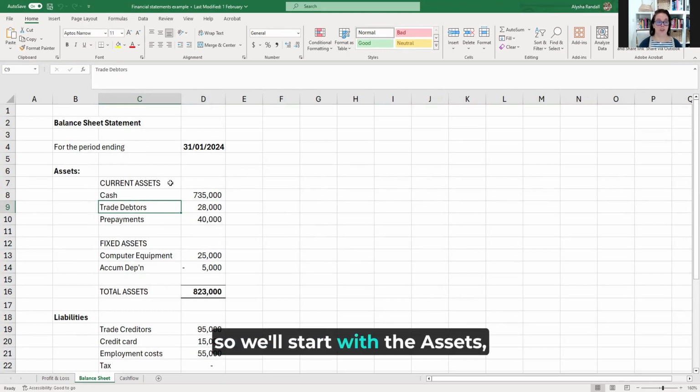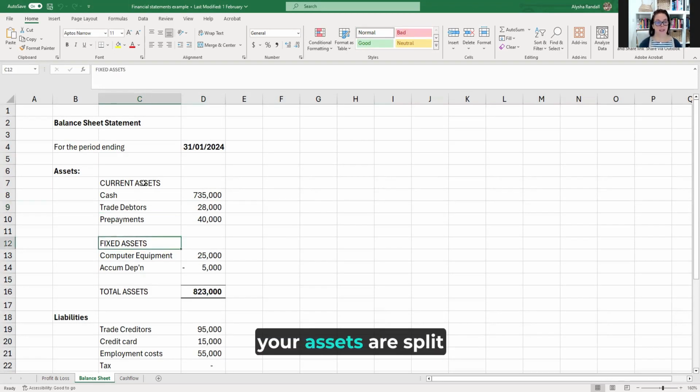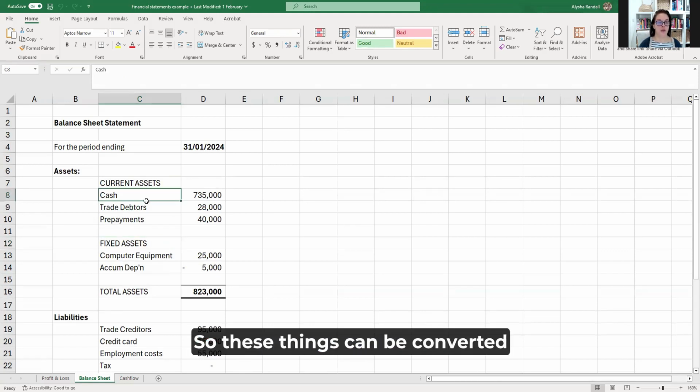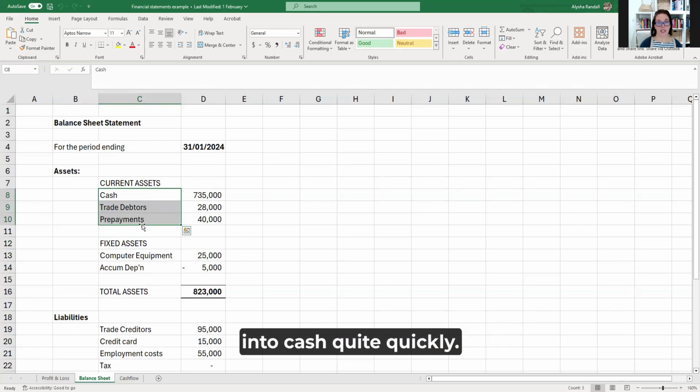Okay, so we'll start with the assets because the easiest part to understand of a balance sheet is the assets. Generally, your assets are split into 2 categories. The first one being current assets, and the second one being either fixed assets or non-current assets. The difference between the two is how quickly you can convert it into cash, roughly 30 days, give or take. So these things can be converted into cash quite quickly. They're very liquid, and these ones less so.